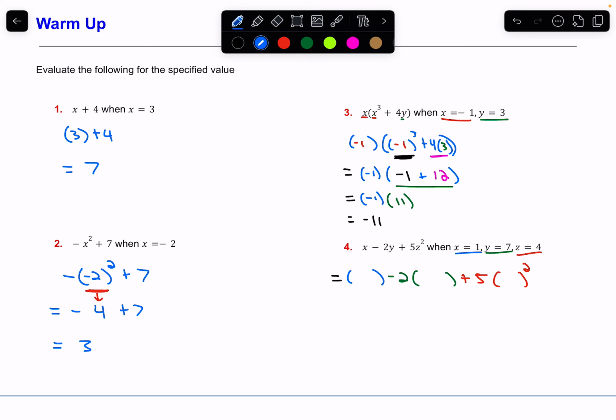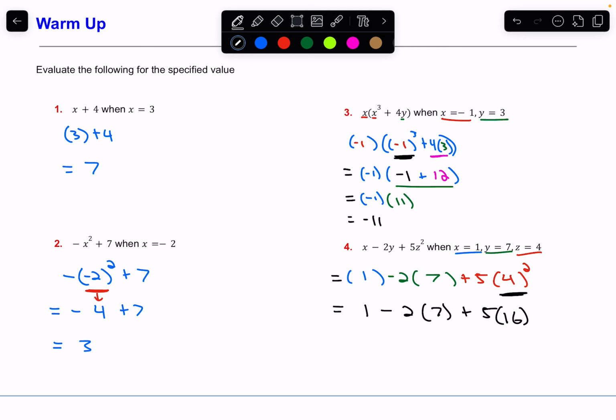So where I had an x, I'm going to write a 1. Where I had a y, I'm going to write a 7. And where I had a z, I'm going to write a 4. I simplify this by first doing the exponent. Okay, so 4 squared in the back there is going to be 16. Okay, I can go ahead and write the rest of the problem around it. I have 1 minus 2 times 7 plus 5 times that 16 I just got.